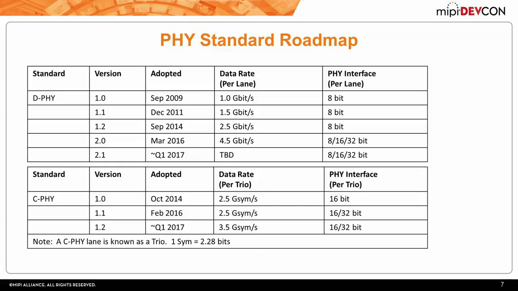With regard to the C-PHY, the first version was introduced in 2014. As I mentioned, it's a trio. Each trio supports up to 2.5 gigasymbols per second, which translates into 2.5 times 2.28 gigabit per second, and that uses a 16-bit interface.